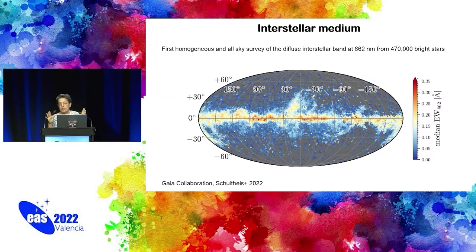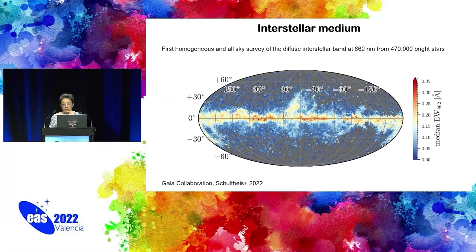to detect the diffuse interstellar band at 862 nanometers. And computing the equivalent width of the line, we have this map. The color of the map is based on the equivalent width of the interstellar band in each of the pixels of the sky. And then you see the distribution, and it doesn't exactly match the distribution of the dust, which probably means that these DIB carriers do not have the same distribution as the dust.